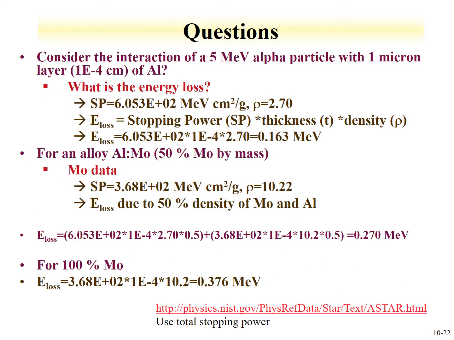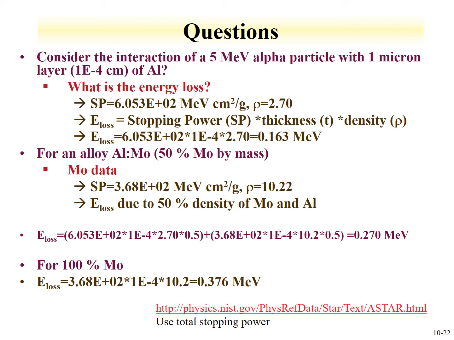Other questions you should be able to answer have to do with utilization of stopping power. Remember, we looked at stopping power for protons through the PSTAR, electrons through the ESTAR data. Here we're going to look at alpha particles through the program ASTAR. Use the total stopping power that's available from this site. Again, for the other systems, the proton and electron, also use total stopping power.